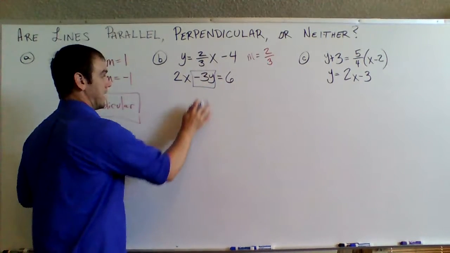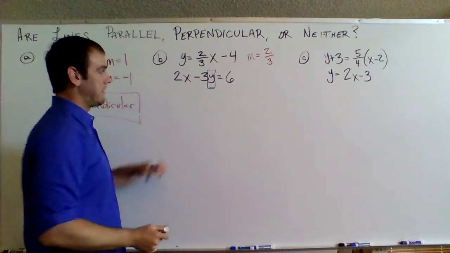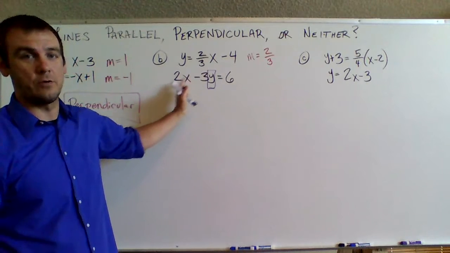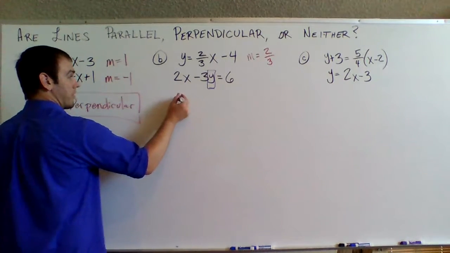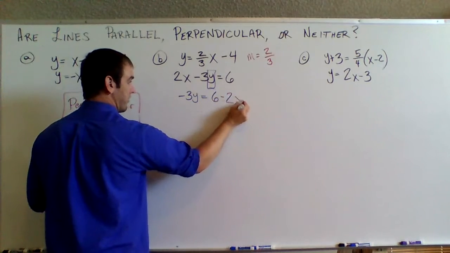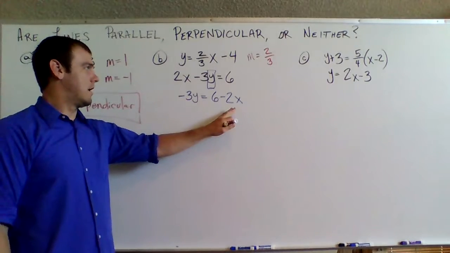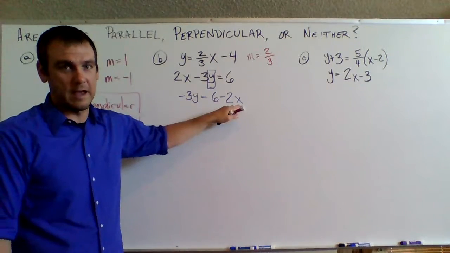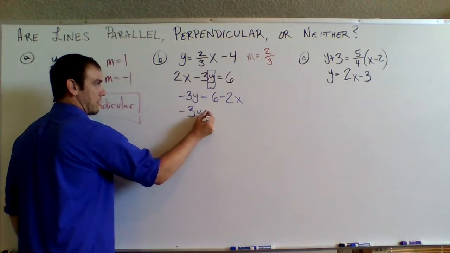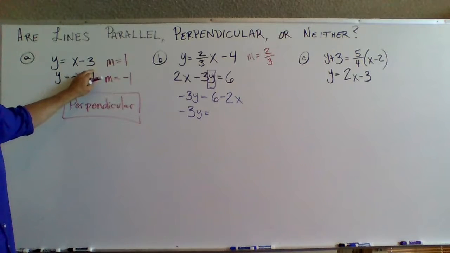I don't know why I circled the negative 3 with that. If I have to get the y by itself, I need to get rid of the 2x and the negative 3. So we would subtract 2x first. So I get negative 3y equals 6 minus 2x. But when I look at that, why did I write the x second? I'm going to write the x first. It really doesn't matter. You guys are just used to seeing it in y equals mx plus b.